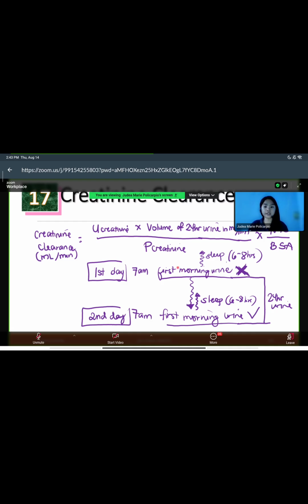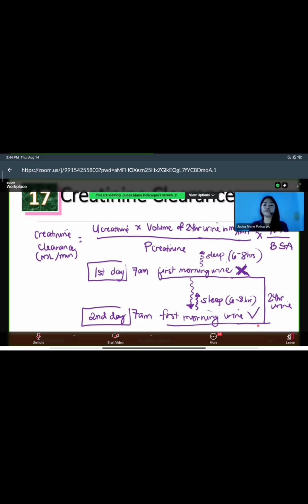The greatest source of error in any clearance procedure such as the creatinine clearance will be on the improperly collected 24-hour urine. Okay, so that means dapat tama ang pagko-collect ng 24-hour urine. Okay? Another important thing to remember, yung 24-hour urine natin.